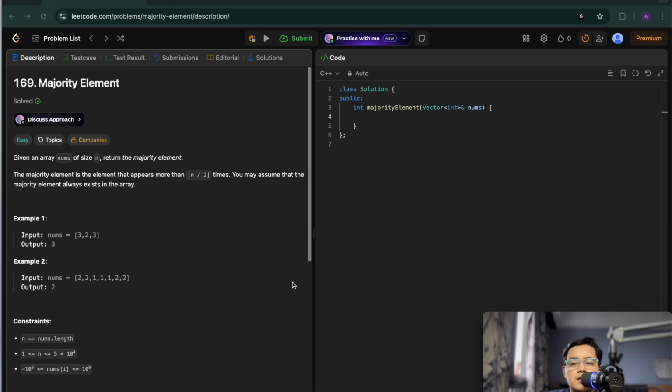Back to Entrance and Beyond. And today we are going to look at question number 169, Majority Element on LeetCode. So let's jump right in.